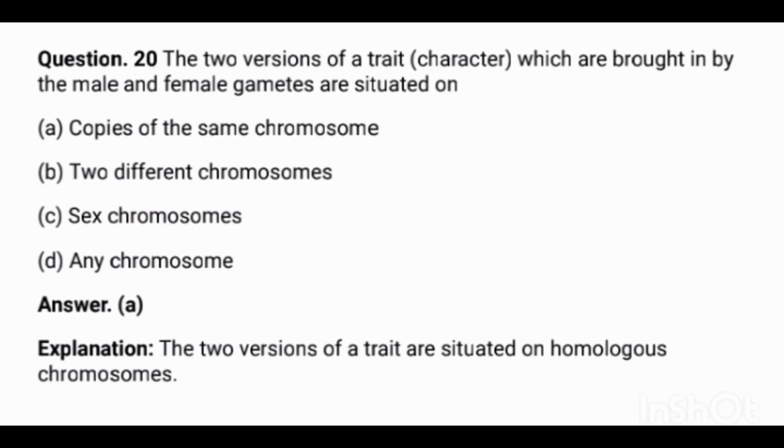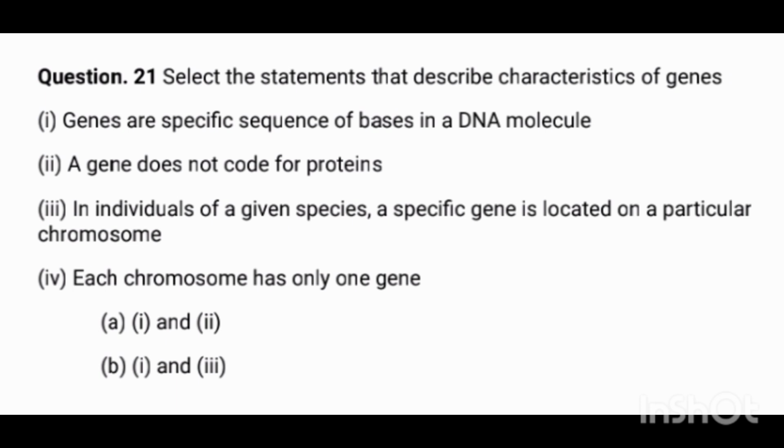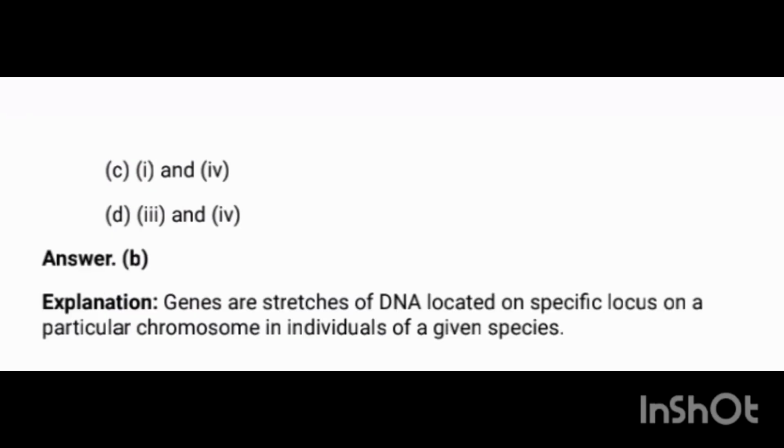Question 20. The two versions of a trait, character, which are brought in by the male and female gametes are situated on. Answer: A. Copies of the same chromosome. Explanation: the two versions of a trait are situated on homologous chromosomes. Question 21. Select the statements that describe characteristics of genes. Answer: B. Explanation: genes are stretches of DNA located on specific locus on a particular chromosome in individuals of a given species.